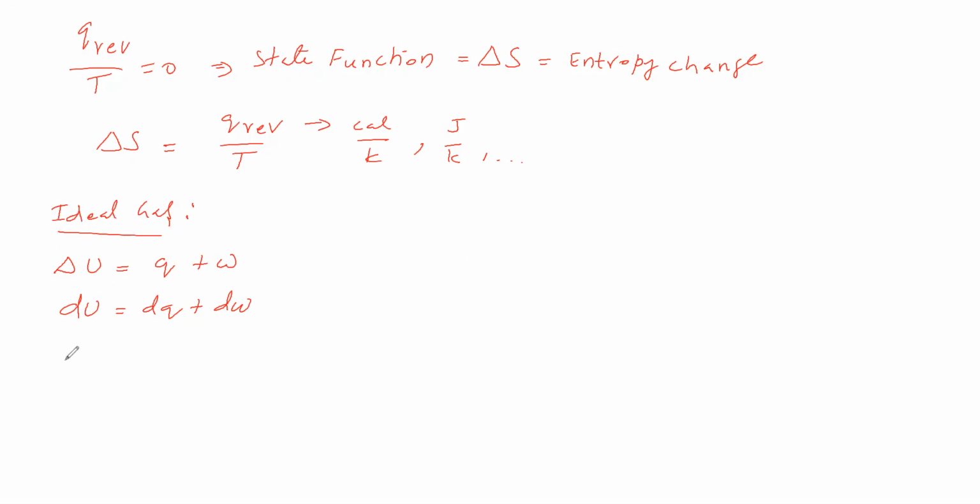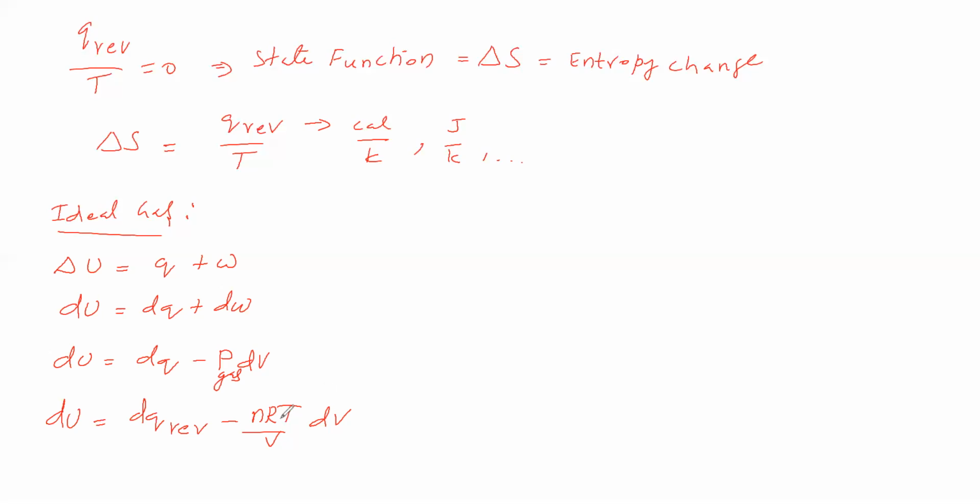Then we will substitute for dw: dU is equal to dq minus P dV. P is the pressure of the gas. Infinitesimal change is possible for a reversible process, and for a reversible process the external pressure is equal to the pressure of the gas. So dU is equal to dq reversible minus P dV, and we can write the pressure of the gas as nRT by V.